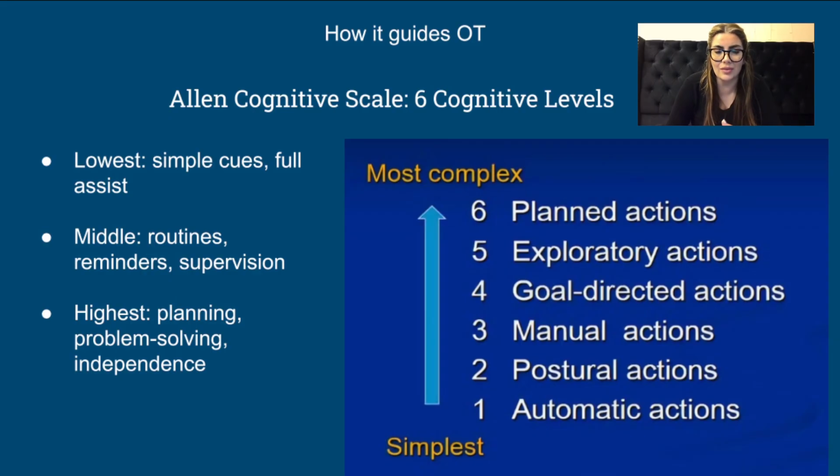At the lowest level, clients may only respond to simple cues and need full assistance. At the middle level, they can repeat routines with supervision and reminders. At higher levels, clients can plan, problem solve, and manage tasks with more independence.